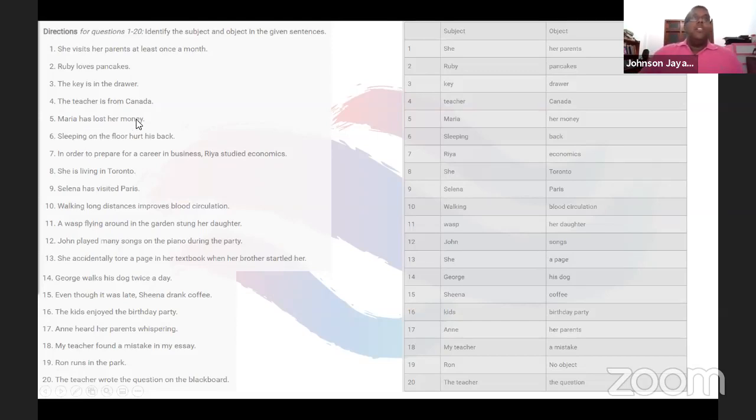Maria has lost her money. So Maria is the subject and her money is the object. Sleeping on the floor hurts his back. Sleeping, and then back, as in your backside, your spine. In order to prepare for a career in business, Ria studied economics. So Ria is the subject, economics is the object here.